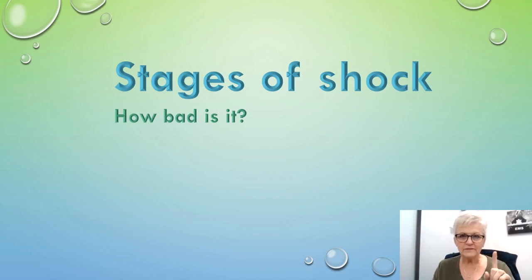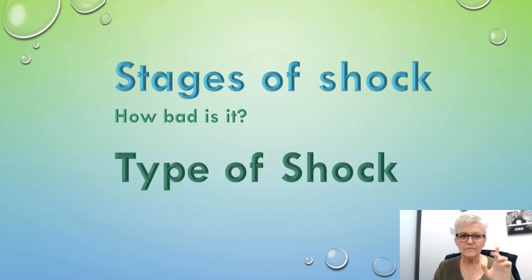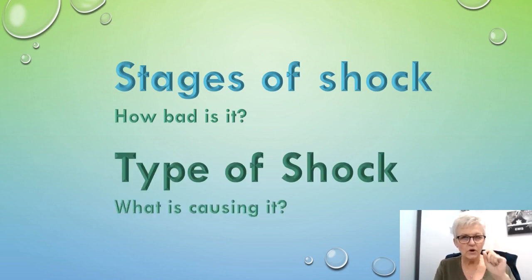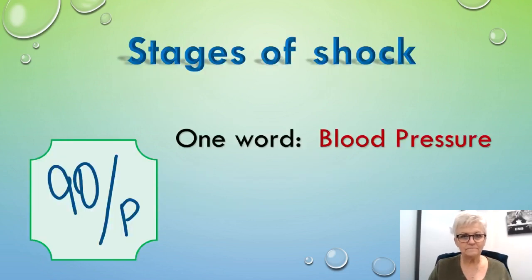The other aspect of shock that we need to consider is the type of shock. This simply refers to what is causing it, because unless we can figure out what's causing it, we don't stand a chance of being able to fix it. So we need to know, how bad is it? How much time do we have? And what is causing it? Because we've got to fix this. We all know that shock kills people. So let's jump on these two things because it's going to help us be better clinicians.